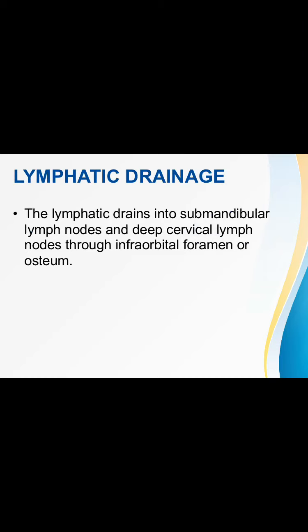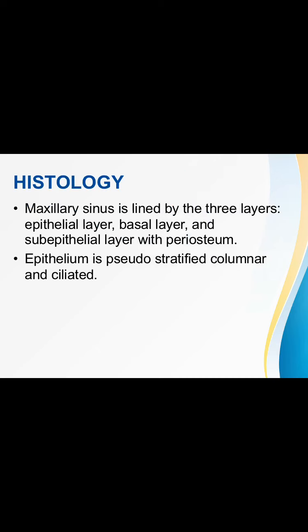The sinus depends on the action of the cilia for its drainage. The lack of ciliary action leads to stasis of secretions, which leads to infection of maxillary sinus. Maxillary sinus is lined by 3 layers, that is epithelial layer, basal layer, and subepithelial layer with periosteum. The rhythmic beating of the cilia is responsible for the drainage of sinus against the gravity. The epithelium is pseudo-stratified columnar and is ciliated in nature.